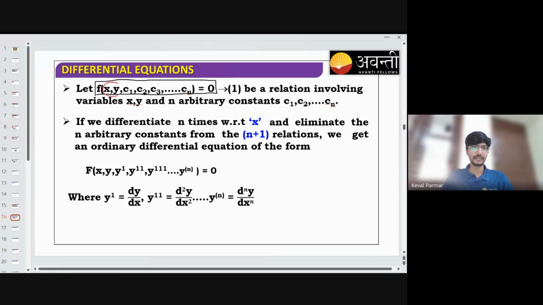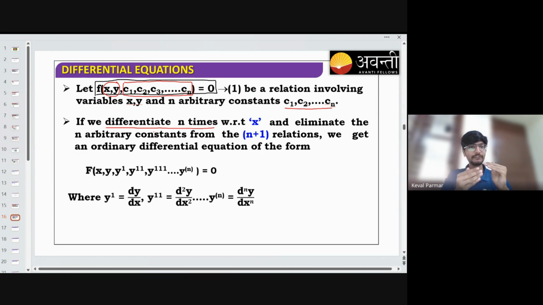X and Y. All this remaining C1, C2, C3, Cn are my arbitrary constants. As given, these are arbitrary constants. Now, you can see how many arbitrary constants are there here? Cn, meaning n arbitrary constants. So I have to differentiate n times. How many times do I have to differentiate? N times.